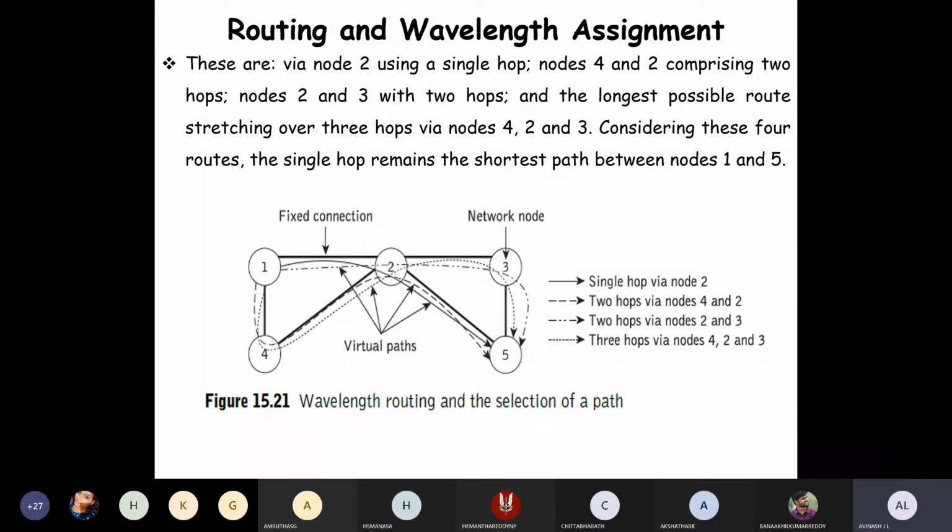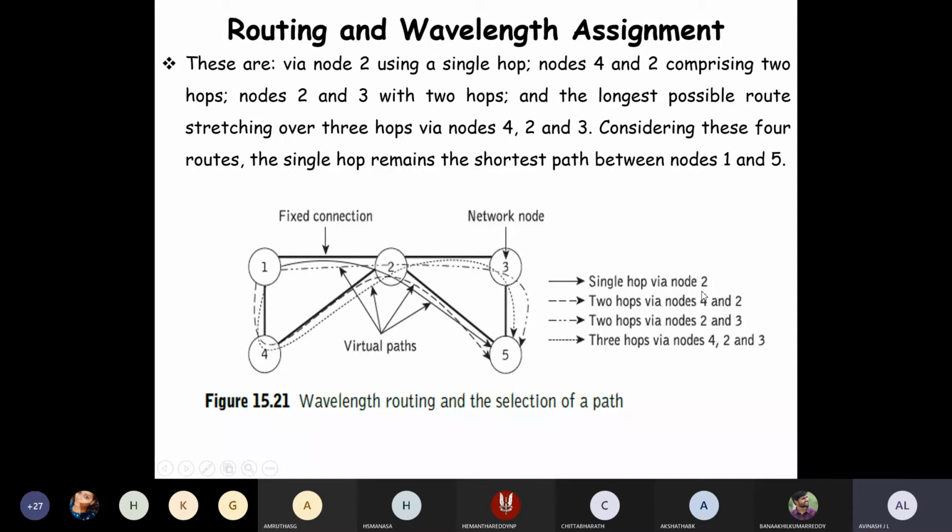In all these 5 nodes, the normal thick lines are nothing but a single hop via node 2.